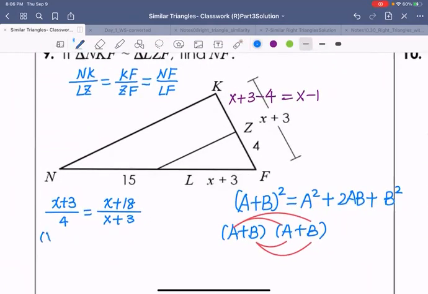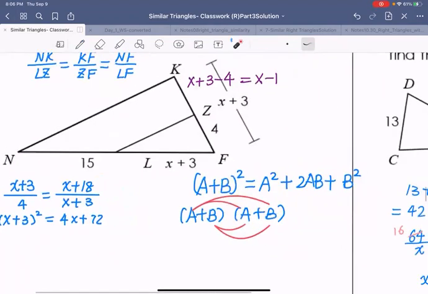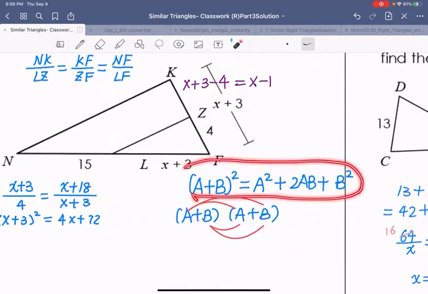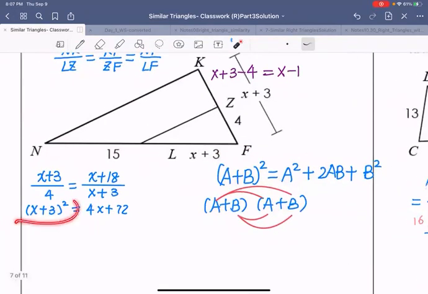Let's go ahead and do the cross multiplication. We can write down 4x plus 72. 4x plus 72. And this is x plus 3 squared, right? Yeah. Look at this. Look at this. Who is this guy?